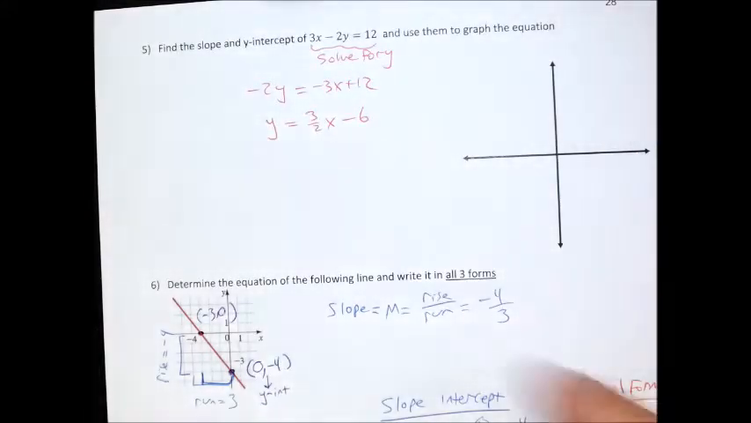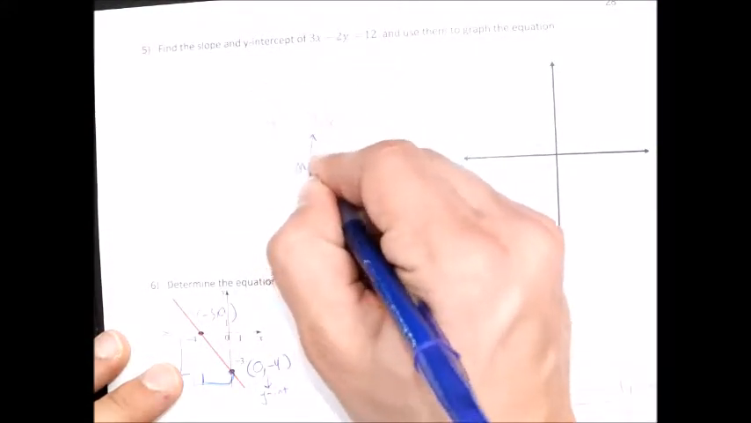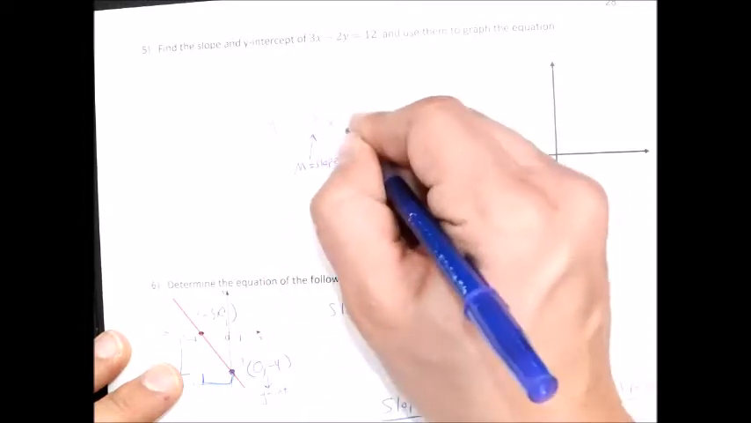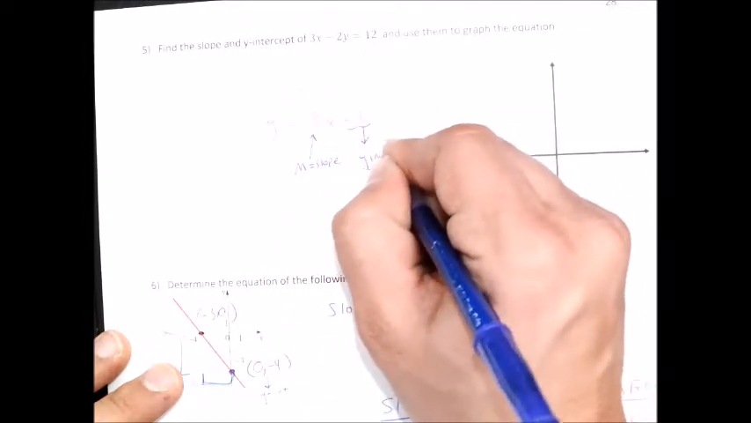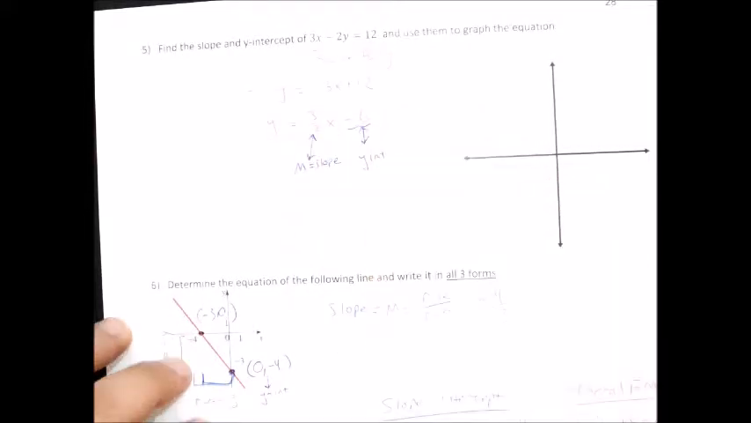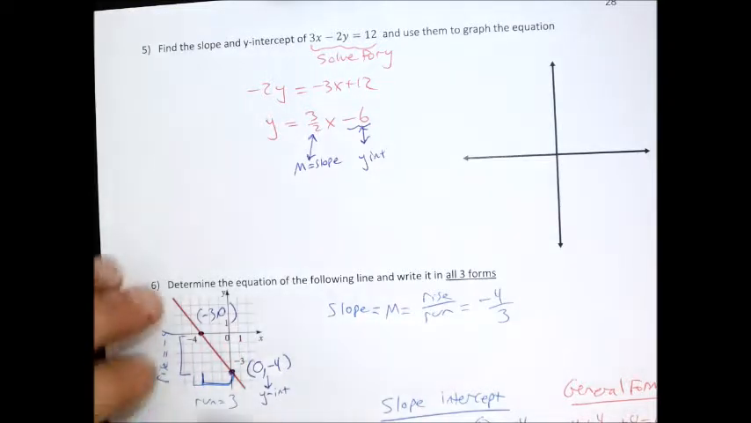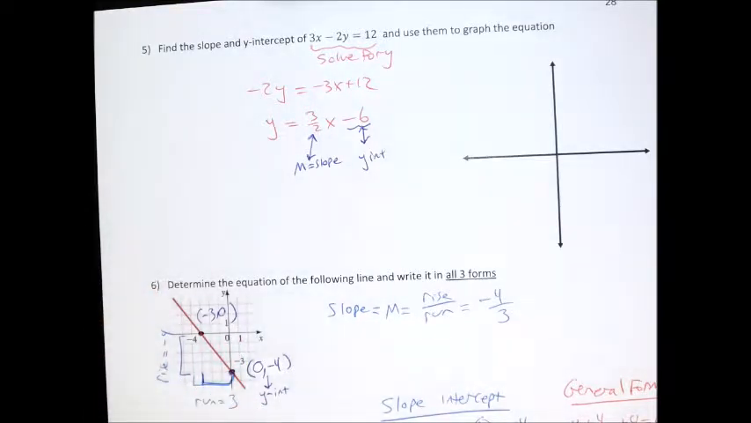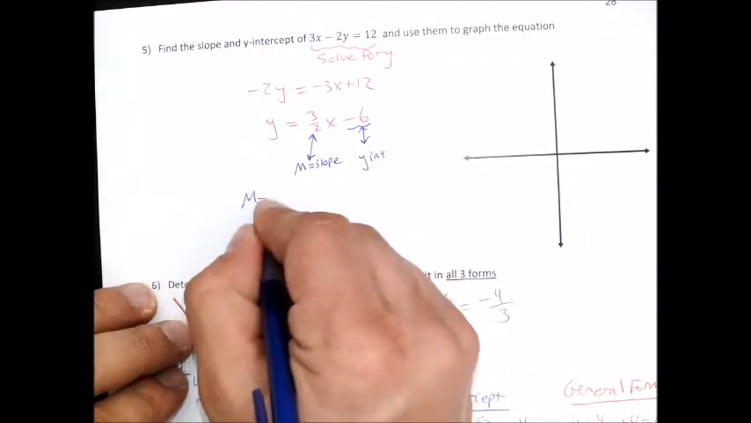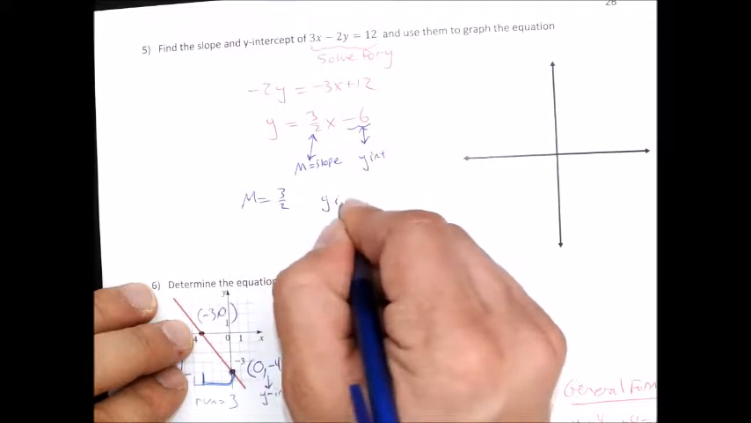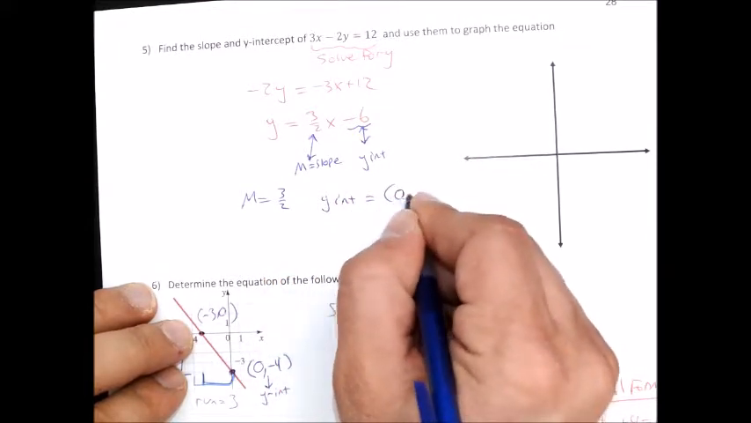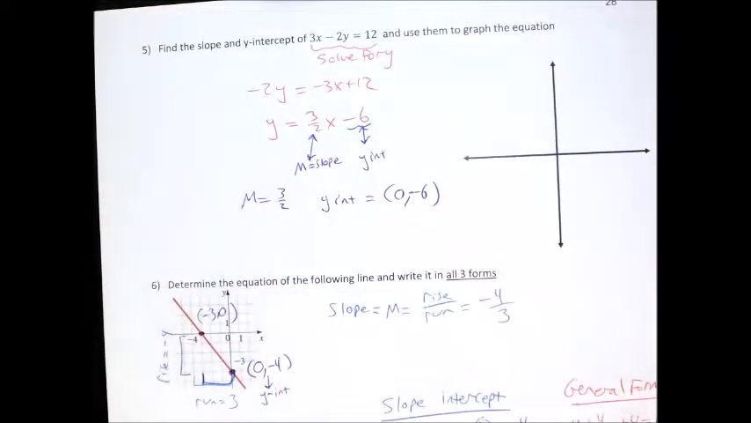And so I wanted to do that because now here's my slope, and here's my y-intercept. And so it was real easy to pick those things off of there once we solve for y. And so our slope is 3/2. Our y-intercept is the point 0, -6. And let's use those two things to graph the equation. But at first, are there any questions on how we got those two?